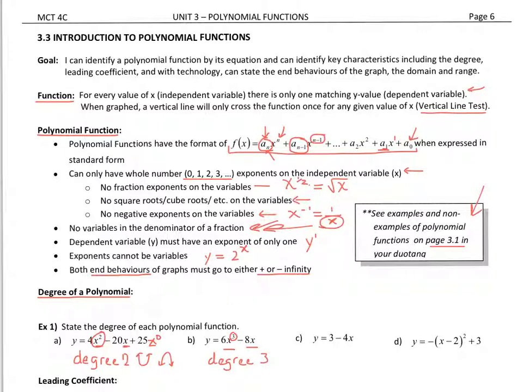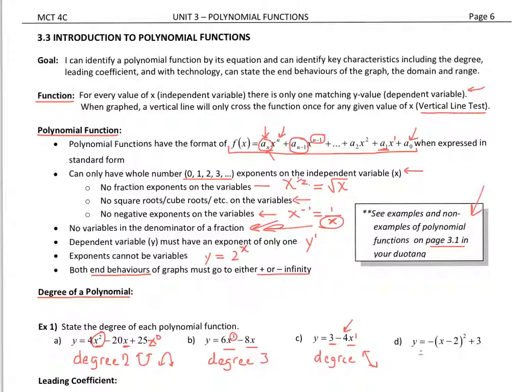Take a look at C. This one doesn't have an x at all. This has just an x, which means it's x to the 1. That's a degree 1. That's going to be a linear relationship. Okay, and in fact, the slope is -4, so we know that that line should go up and to the left or down to the right. So that's a linear relationship. So lines are polynomials of degree 1. Parabolas are polynomial functions of degree 2.